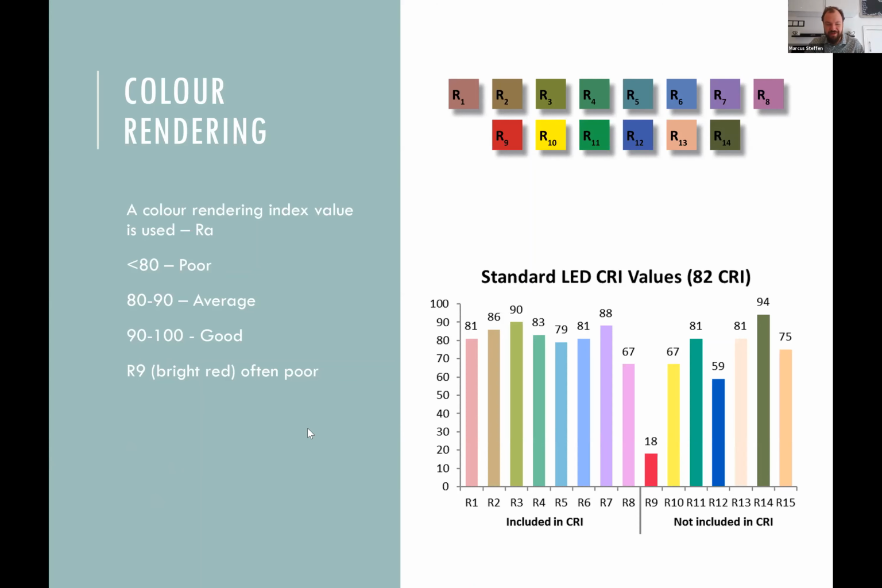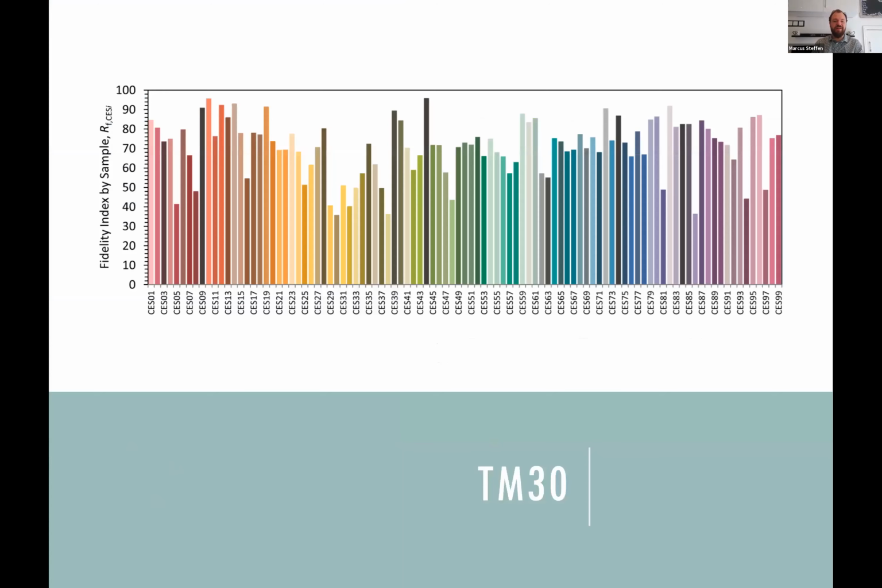There are new developments within this area, though. Beyond the CRI value, there is a new standard called TM30. TM30 takes a much larger range of color samples, and some of them can be viewed as more relevant to space. So they're taking samples across this whole range here, and what you're able to do with this is get a more accurate perception of the color rendering.